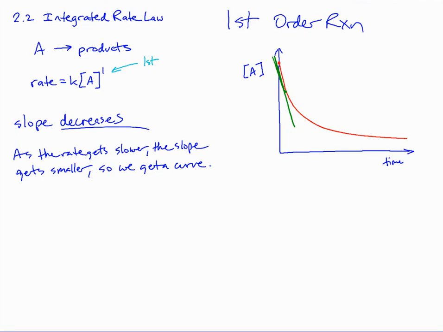So let's not draw that. We don't want to cloud up our picture here. But if you look down lower, the slope, the tangent line at this point is not nearly as steep. And once we even get further, the tangent line is here. So as the rate slows down, the slope is getting smaller, and so we end up with this curve like we're seeing here.